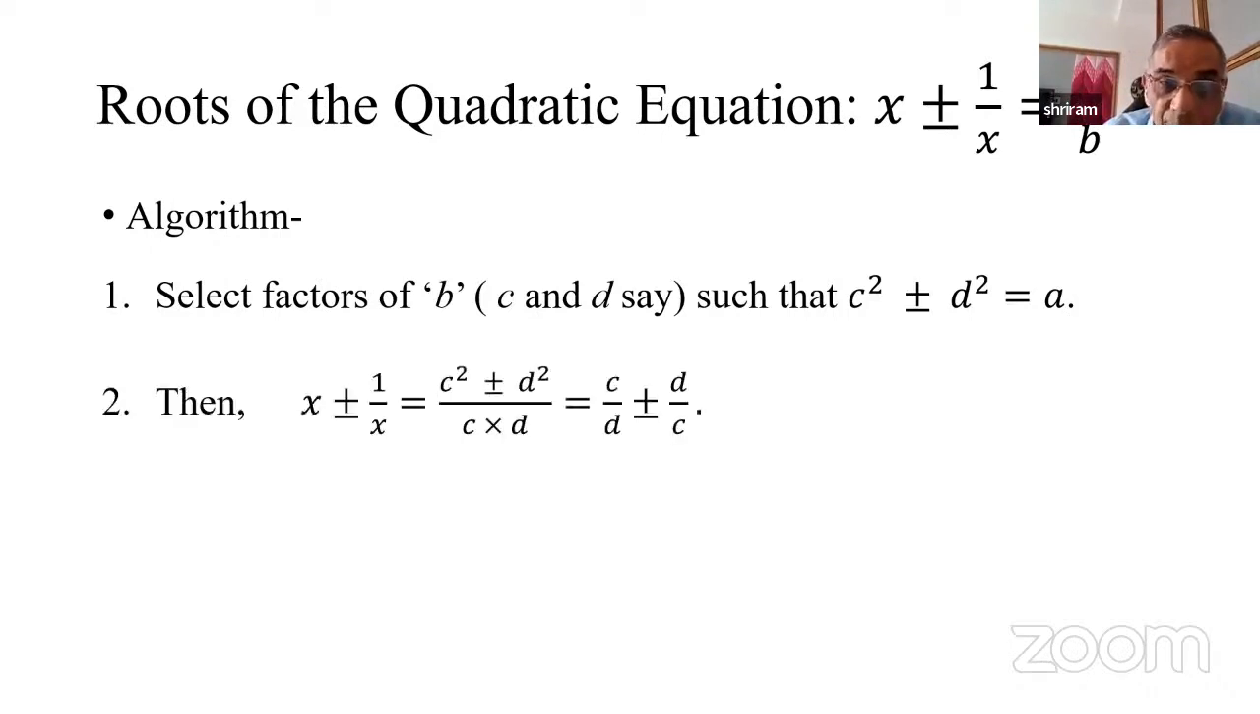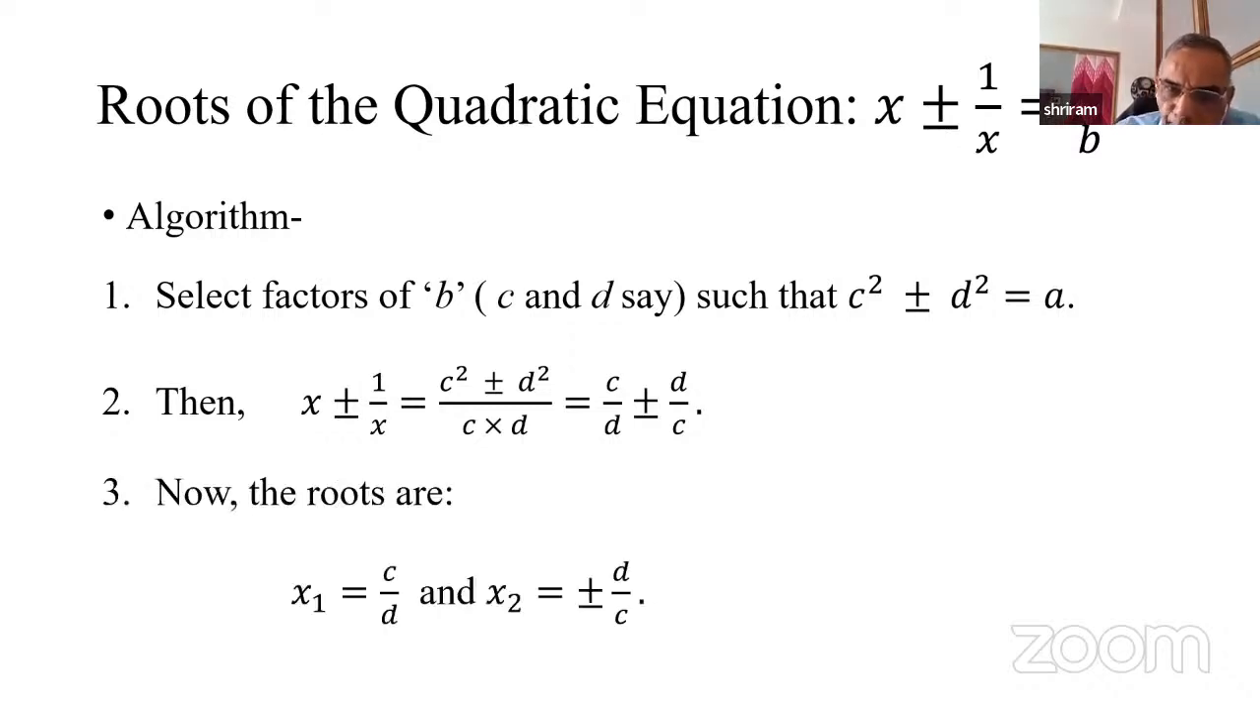So what will I get after this? On the right side, I will write a equal to c square plus or minus d square upon c into d. When I simplify that, we get c upon d plus or minus d upon c. So I have one sum of reciprocals on the left side, and another sum of reciprocals, c upon d plus d upon c, on the right hand side. From the given quadratic, I change it to two sides of equal forms, sum of reciprocals. Once I achieve this, Swamiji tells us that the first root of the equation is c by d, and the second root will be plus or minus d by c, simply.